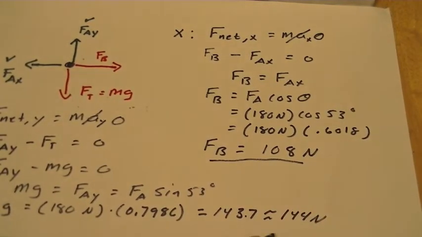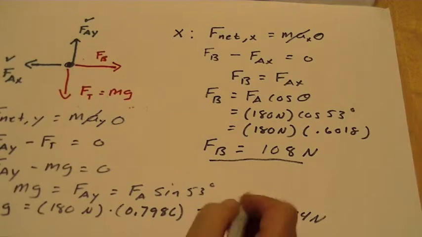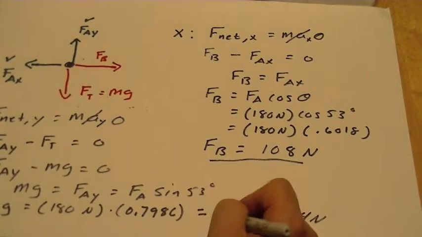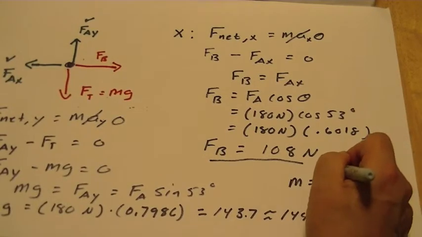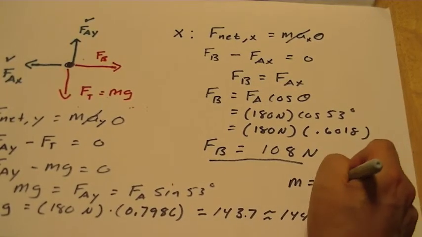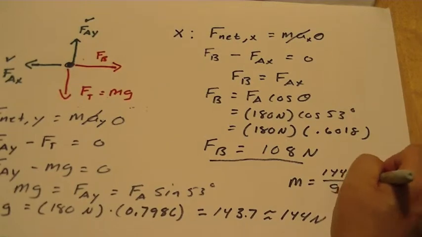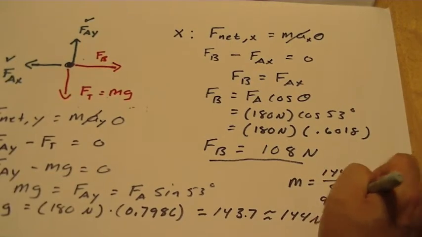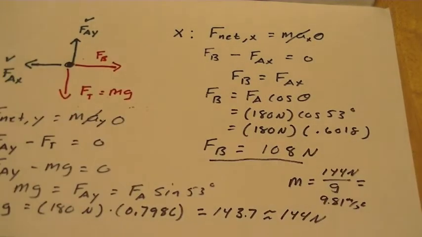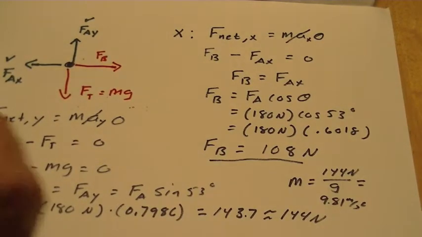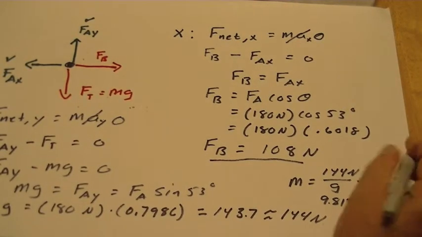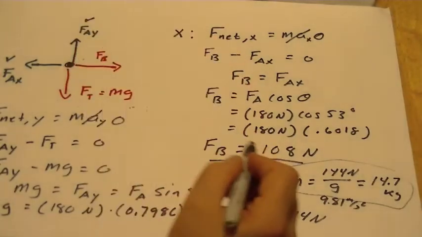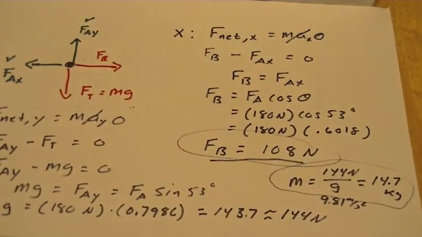Now that's not the mass of the object, that's the weight of the object. To find the mass of the object will be equal to 144 newtons divided by gravitational acceleration g, which is 9.81 meters per second squared. So when I do that out, 14.7 kilograms. And there are my two answers for the problems.